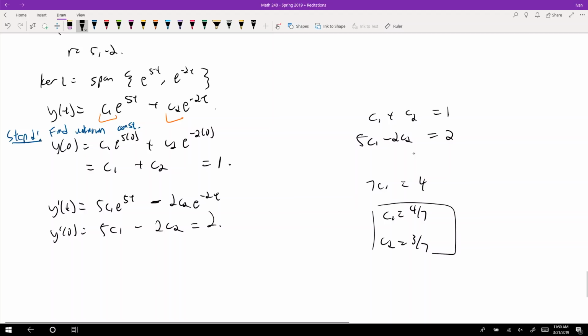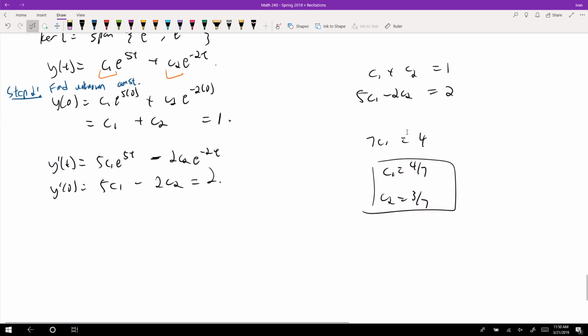Okay, so I did 2 row 1 plus row 2, and that's how I got this: 7c1 is equal to 4. And then here you go, you get your constants. So now we know what y of t actually is.